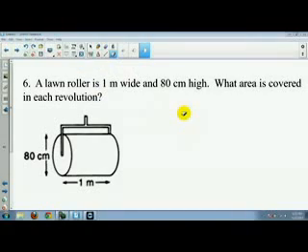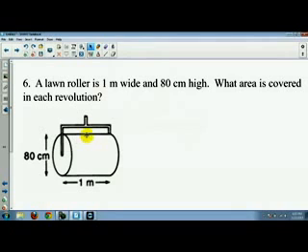Let us go to problem number 6. A lawn roller is 1 meter wide and 80 centimeters high. What area is covered in each revolution? So it asks for the area that is covered by the revolution.